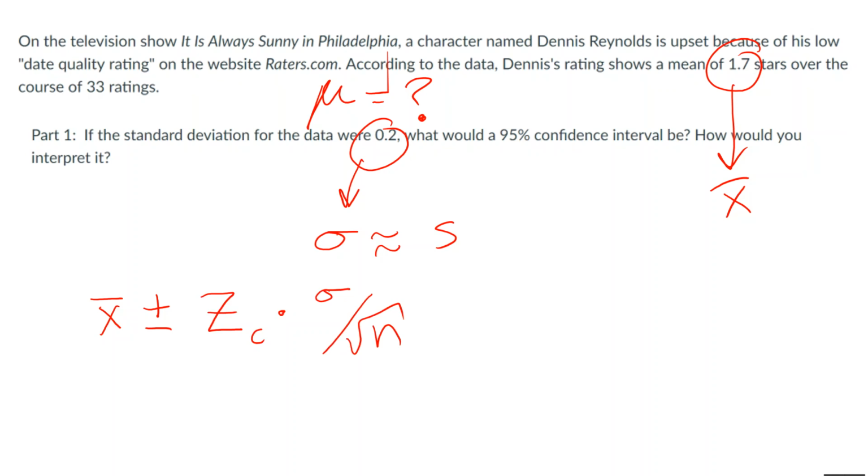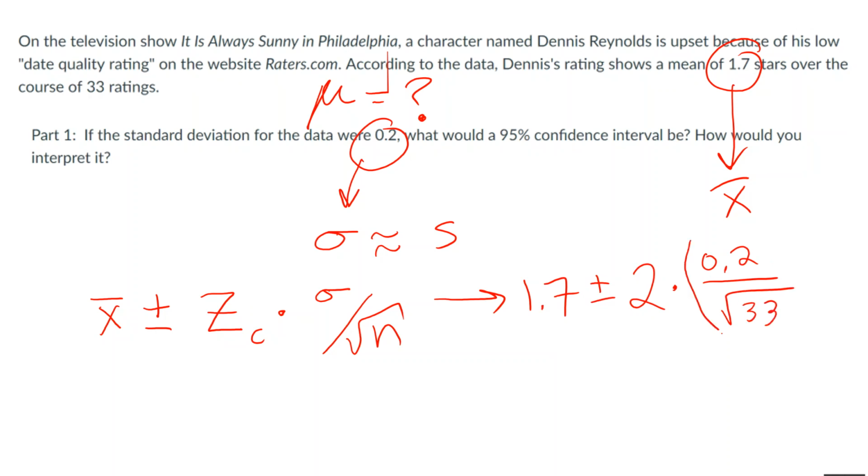So now we just have to fill in some parts. All right, let's fill this in right here. X bar is 1.7. And then we're going to add and subtract the margin of error, which is composed of 2 times the population standard deviation, which in this problem is 0.2, divided by the square root of the sample size, 33. And this is our formula. So let's see what we get.